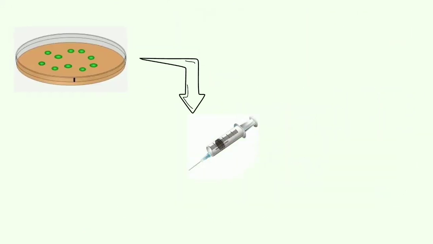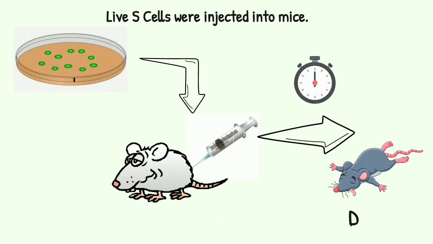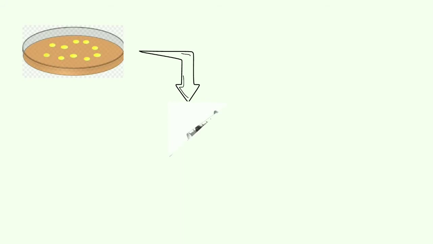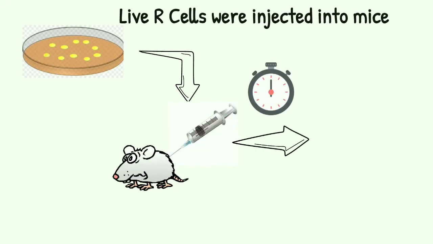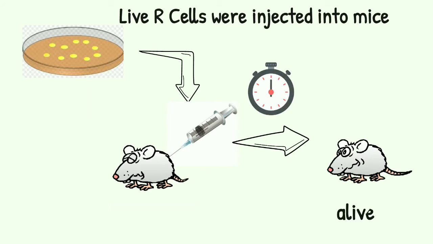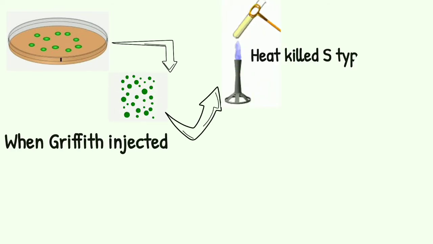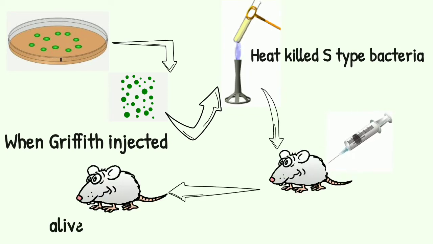When the cells of the smooth strain are injected into the mouse, the mouse died. Whereas when the cells of the rough strain are injected into the mouse, the mouse was alive. Next, the cells of the smooth strain were killed by heat. When these were injected into the mouse, it was alive.